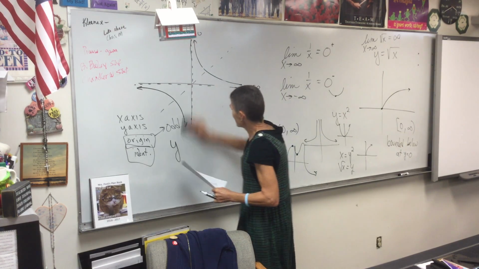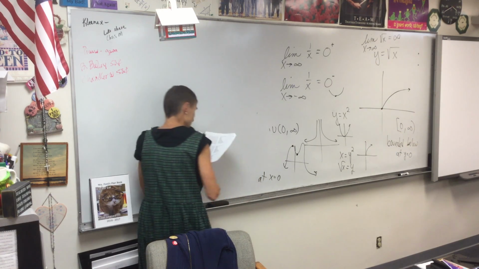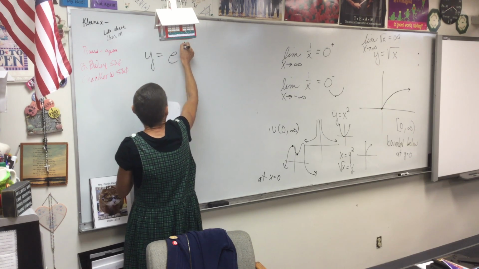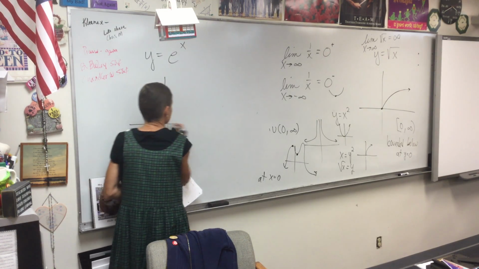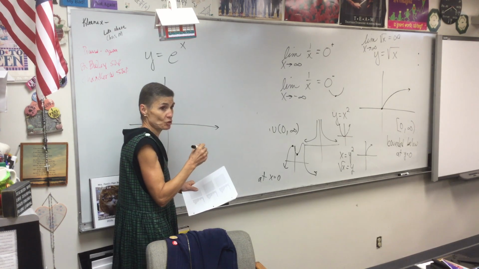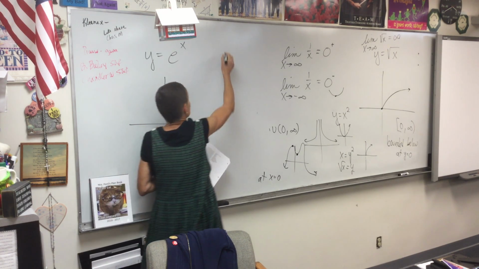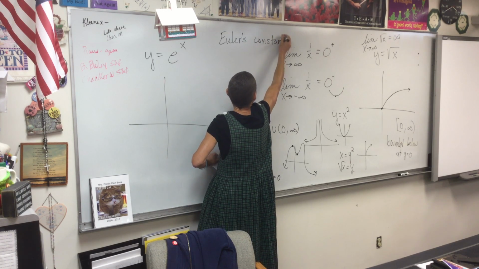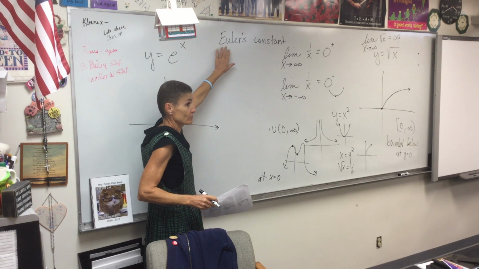All right, then we've got our exponential function. I want to stop in time to do a little review. Okay, the exponential function is y equals e to the x. Now, e, you've seen before. When you did natural logarithms last year, ln's, e is what's known as Euler's constant. Euler's constant.